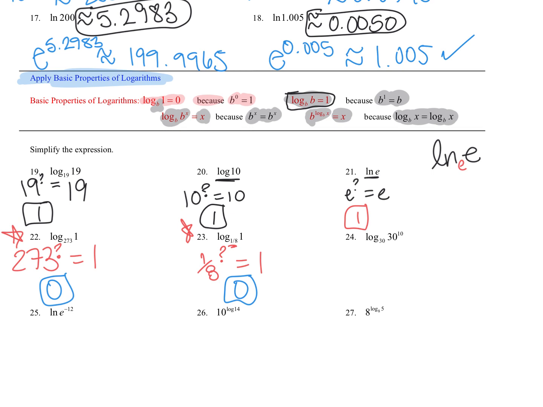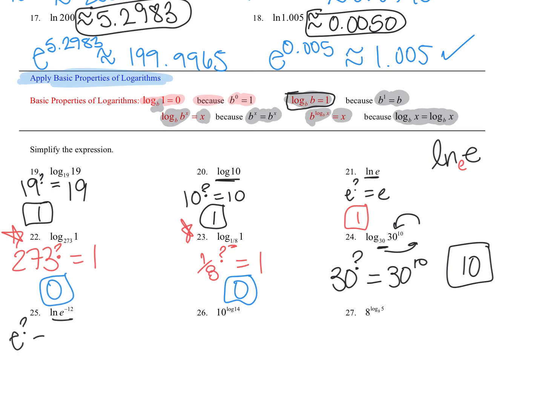All right, 24 says 30 raised to some power is equal to this, 30 to the 10th power. Okay, well that would just be 10. Okay, and then right here, e raised to some power equals e to the negative 12 power. That's just negative 12. So the hope is that you can start to identify some of these properties and you can do them a little bit quicker, right?